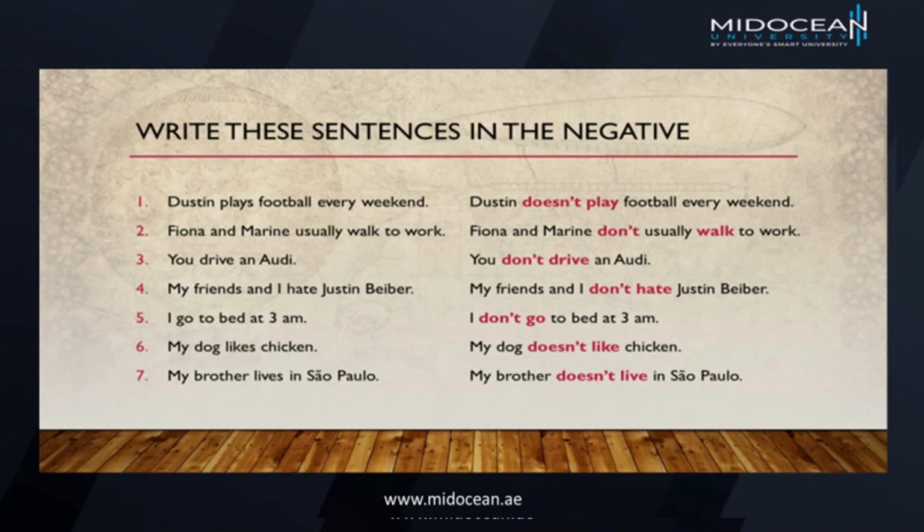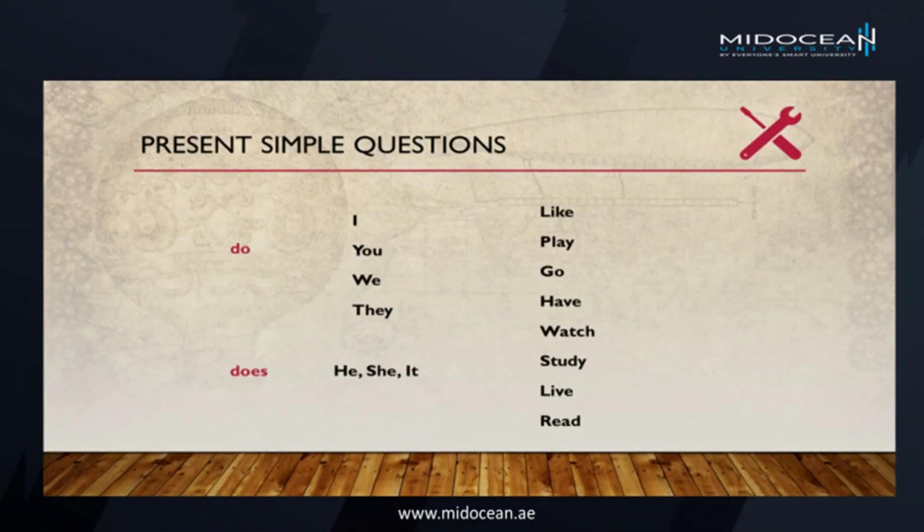You drive an Audi. You don't drive an Audi. 4. My friends and I hate Justin Bieber. So my friends and I don't hate Justin Bieber. I go to bed at 3 a.m. Negative form, I don't go to bed at 3 a.m. 6. My dog likes chicken. Negative form, my dog doesn't like chicken. 7. My brother lives in Sao Paulo. Negative form, so my brother doesn't live in Sao Paulo.